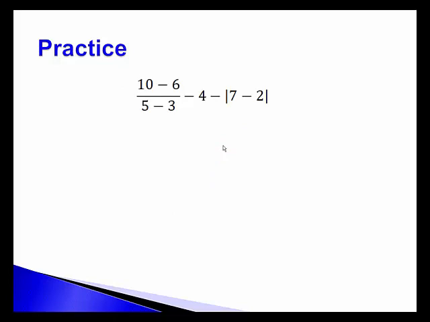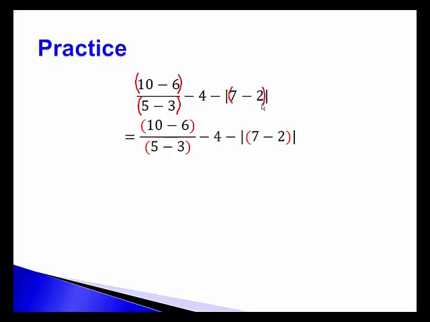Now I have 10 minus 6 over 5 minus 3 minus 4 minus the absolute value of 7 minus 2. I want to talk to you just a little bit here about some parentheses that you don't see, but you need to understand always need to appear in a problem like this. Anytime you have a fraction, it is appropriate for you to think of the numerator as being in parentheses and the denominator as being in parentheses. You also should recognize that the absolute value is as if it is inside parentheses as well. So this is what your line actually looks like, even though you don't see these parentheses written.